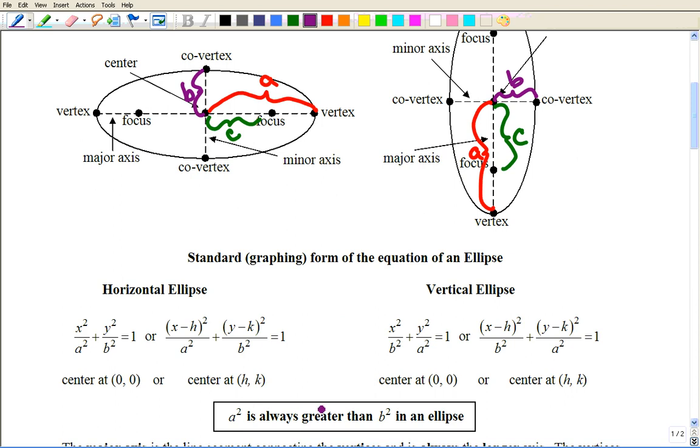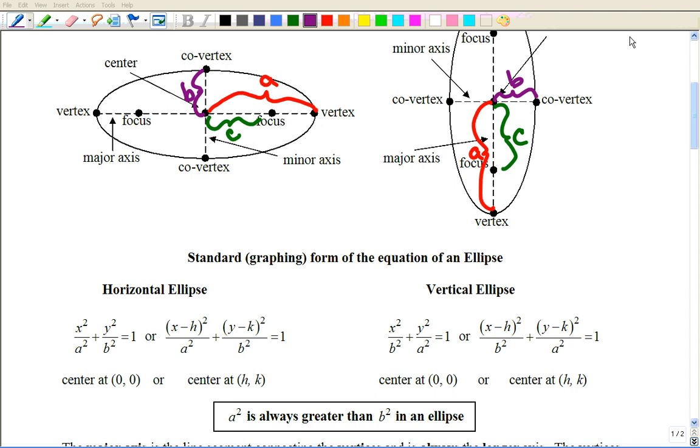A squared is always greater than b squared in an ellipse, and remember that's because a squared, or a, is half of the major axis, and the major axis is always going to be the longer axis. So it makes sense that a squared is always greater than b squared in an ellipse.